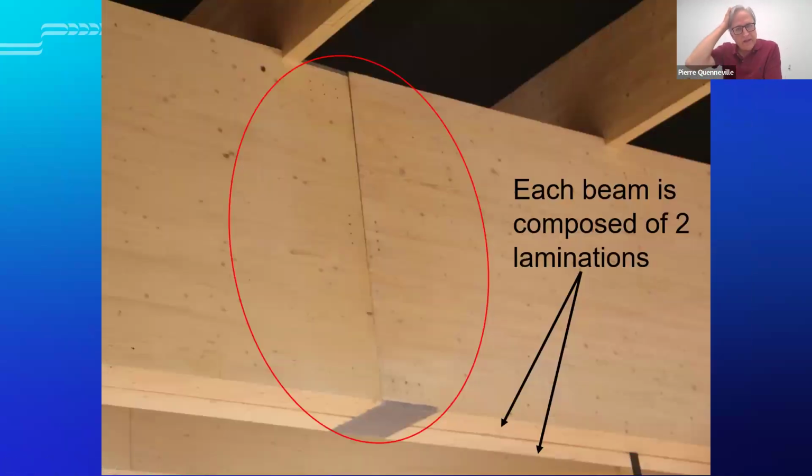And here we see a different view, and we see that each beam is composed of 2 laminations. And the connection here, circled, is the one that we will be looking at. So we see 2 plates, a plate at the bottom of the right beam, and a plate at the top of the supporting beam.